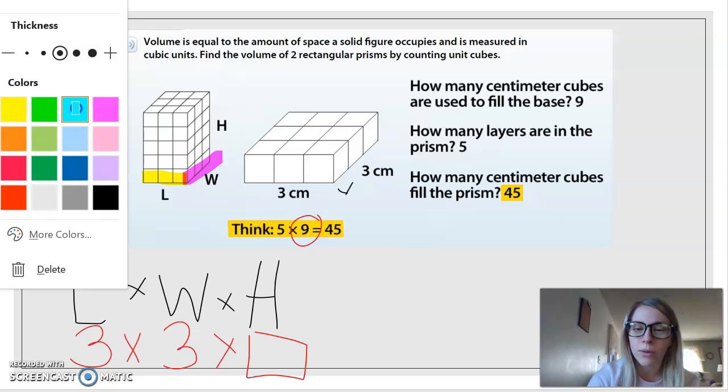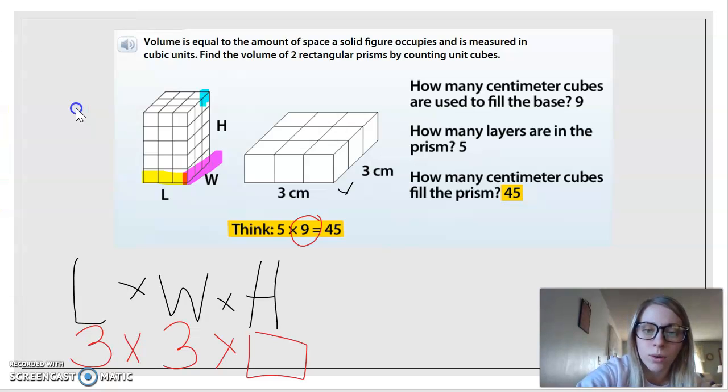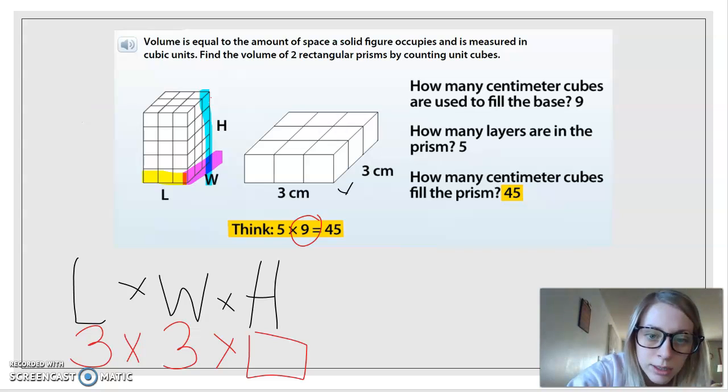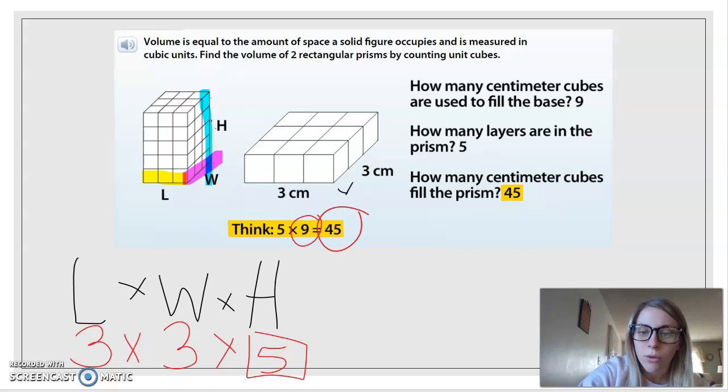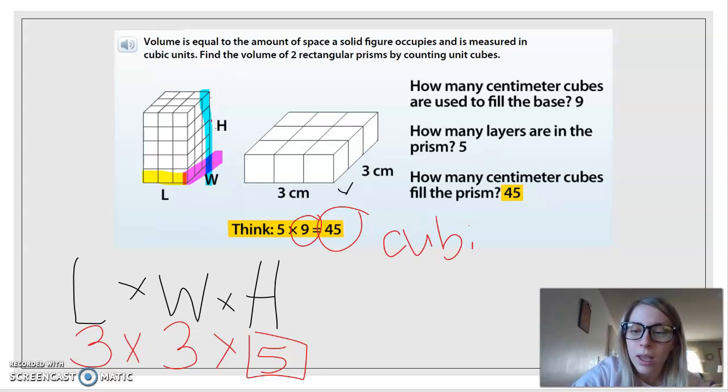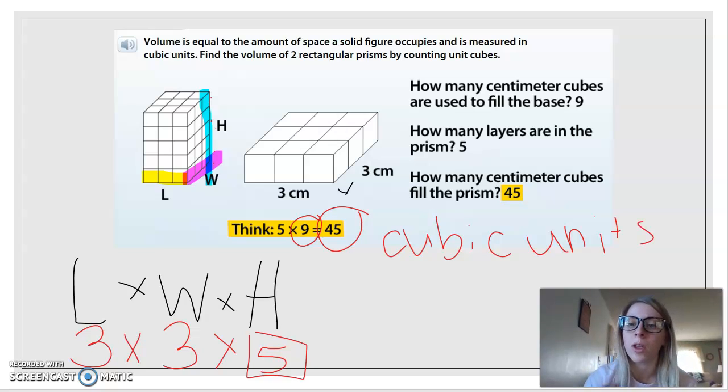So I'm going to come back over to my original figure. This is my height, and I'm going to put dots on 1, 2, 3, 4, 5. I know that it's going to be a 5 there. So we have 9 times 5, which gives us 45 as our cubic units. And it's important to note, what are we working with? Are we working with centimeters, inches, or feet? In this case, we are working with centimeters.